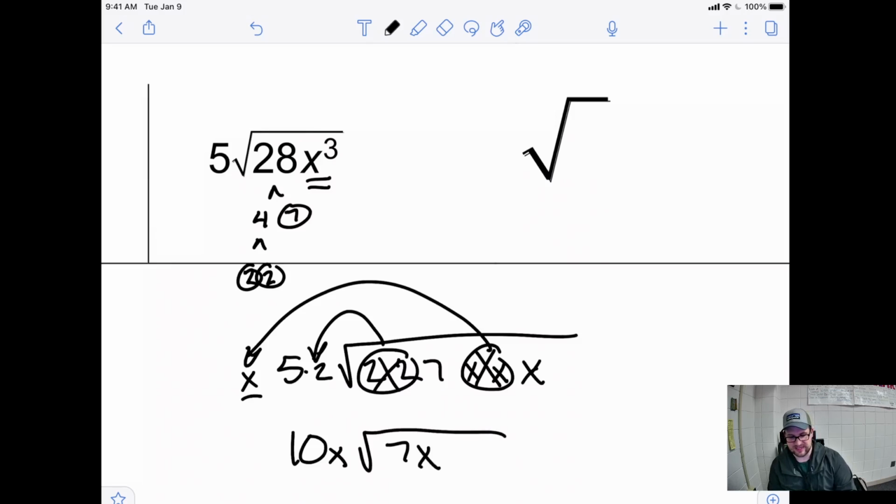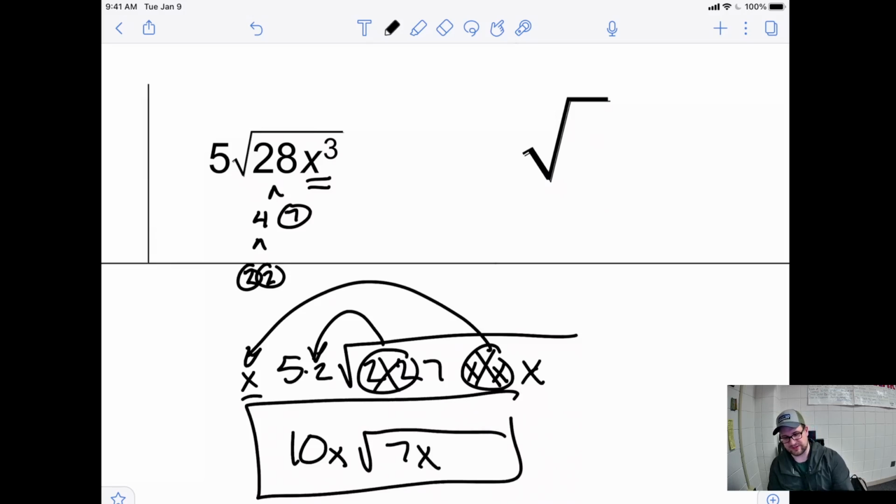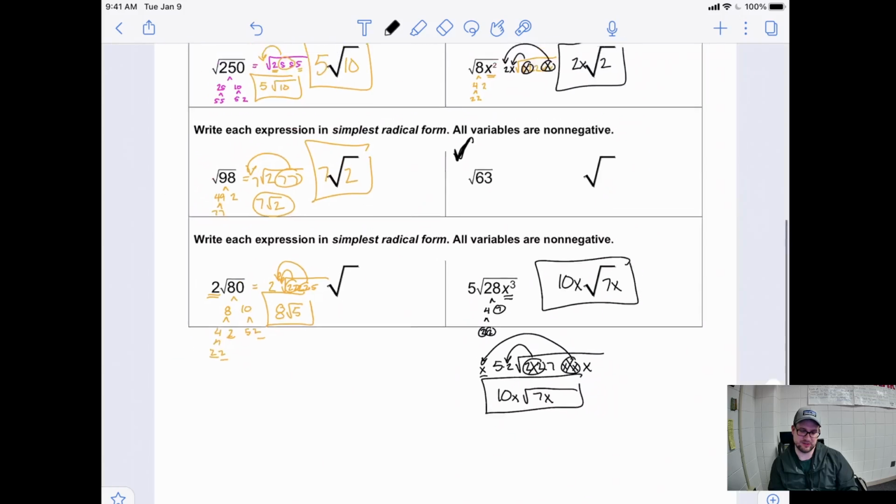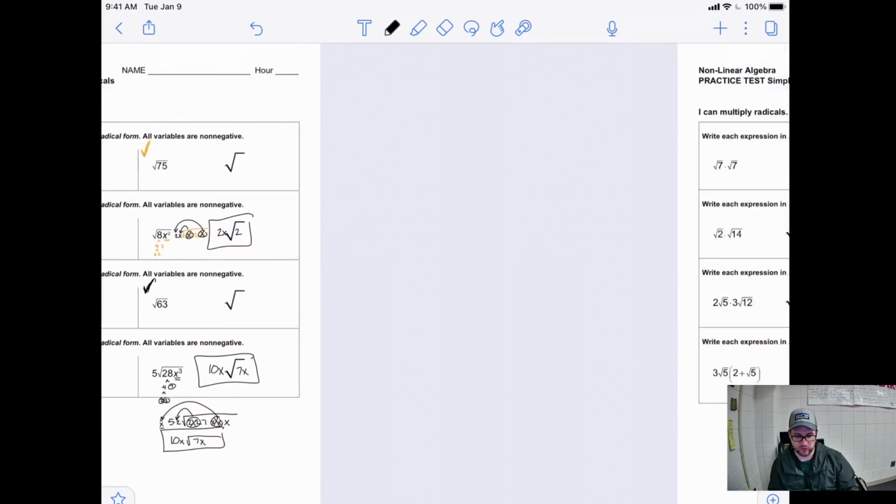Well, there was a 7 and there was an x, which is it. So we get 10x square roots of 7x. Very nice job, kids. Let's keep rolling.